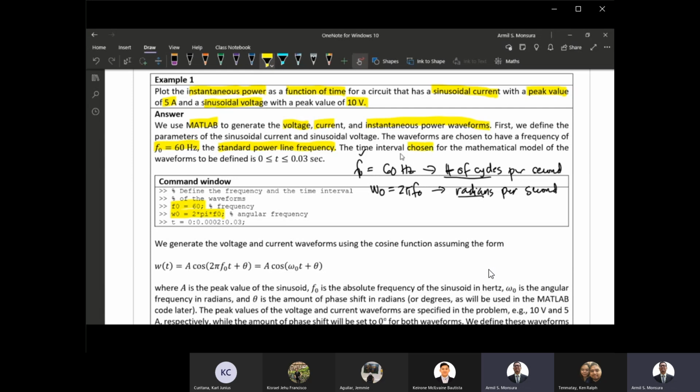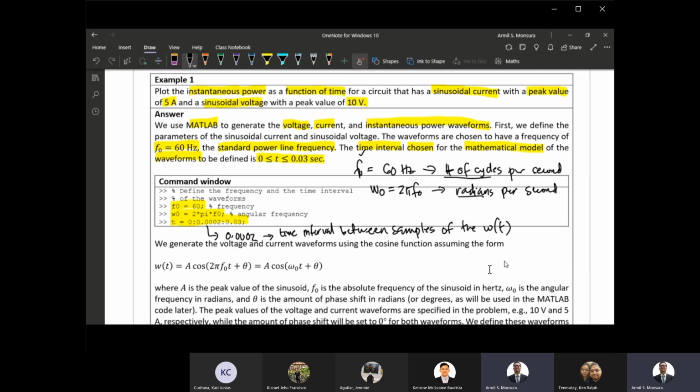Then let's define the time interval for the mathematical model of our waveforms to be from 0 up to 0.03 seconds. So, arbitrary choice lang ito. Even this 0.0002 here. But still, remember na itong 0.0002 here determines the spacing or the time interval between samples of the waveform.